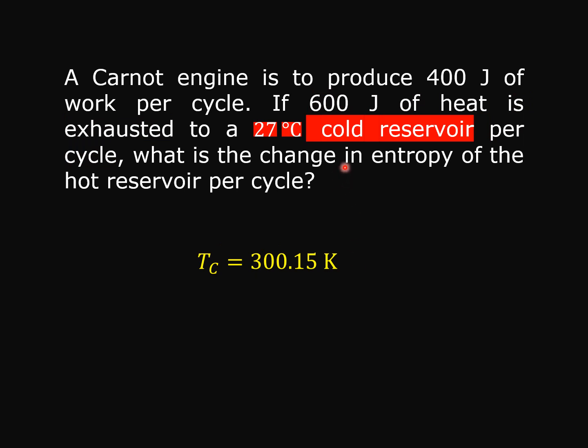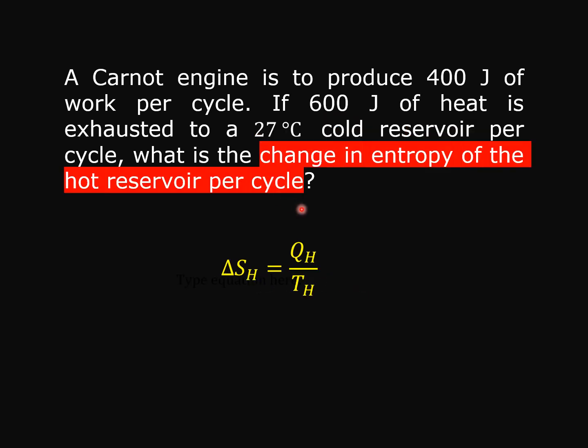The temperature of the cold reservoir is 27 degrees C. In Kelvin, it is 300.15 Kelvin. So Tc equal to 300.15 Kelvin. Now we want to find the change in entropy of the hot reservoir in every cycle.